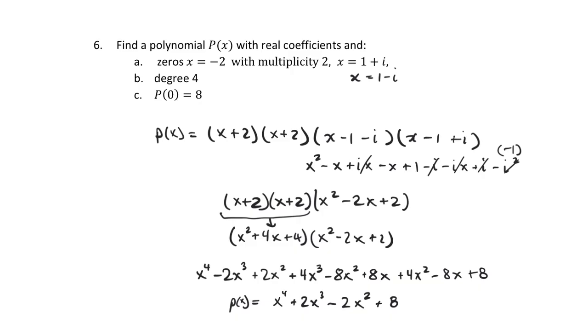Now, the last thing we have to consider is p of 0 has to equal 8. So if you plug 0 in for all the x, then there should just be an 8 left over, which is the case here. So let's just check the zeros: x equals negative 2 with multiplicity 2, and then we have these two zeros. It's got degree 4, and p of 0, if all the x's are equal to 0, then we have an 8 left over. So looks like everything checks out.